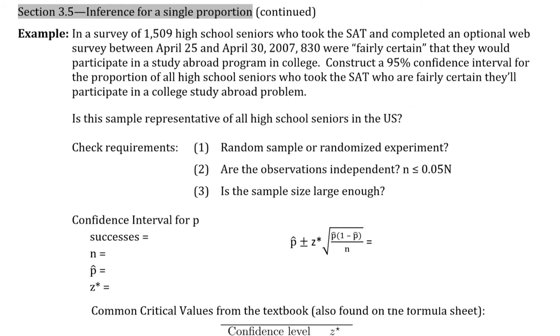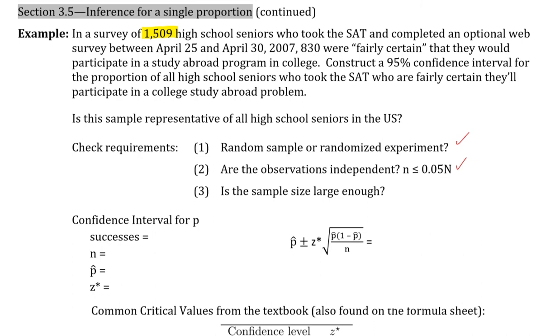Is this sample representative of all high school seniors in the U.S.? Well, when we check our requirements, first for the random sample or randomized experiment, it doesn't exactly say random in the statement, but we can make a reasonable assumption that it was conducted randomly. Are the observations independent? We will say that the sample size is less than 5% of the population. We have a sample size of 1,509 high school seniors, and there are quite a number of high school seniors who took the SAT. So, we are going to say, yeah, that is likely less than 5% of the population.